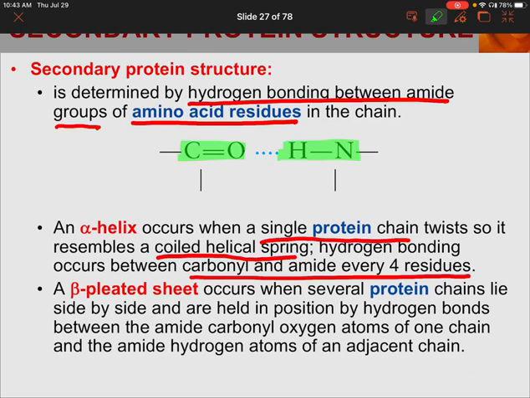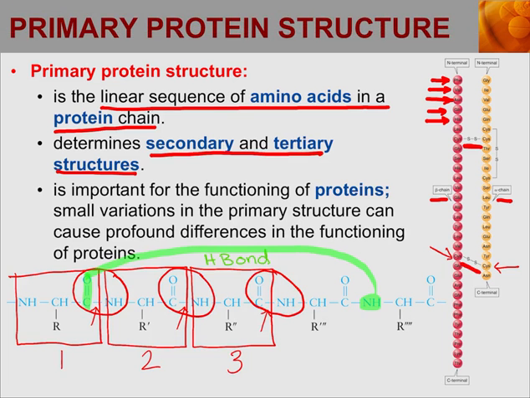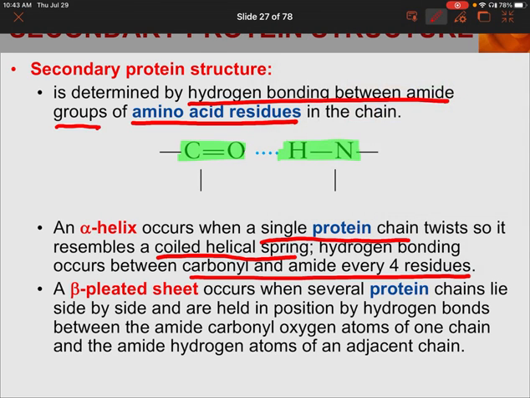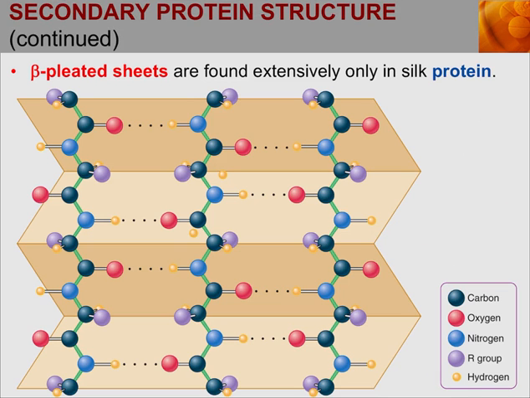Now the other structure that you can get here is called a beta pleated sheet. So that occurs when several protein chains lie side by side. So they're going to be held together also by hydrogen bonds between the amide carbonyl oxygen atoms of one chain and the amide hydrogen atoms of an adjacent chain. So again, with the alpha helix, we just have one chain that's curling in on itself. But with a beta pleated sheet, we have multiple chains that are lying side by side. So let's look at how a beta pleated sheet forms.